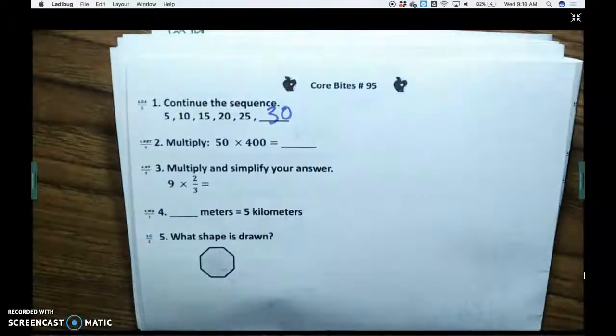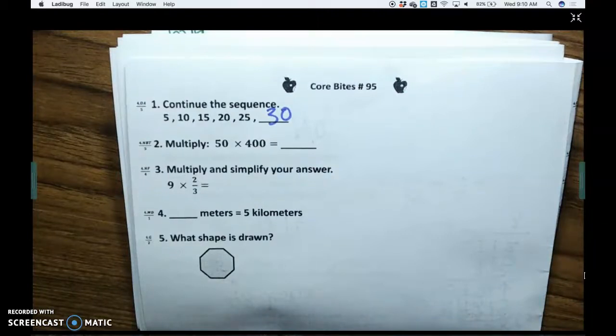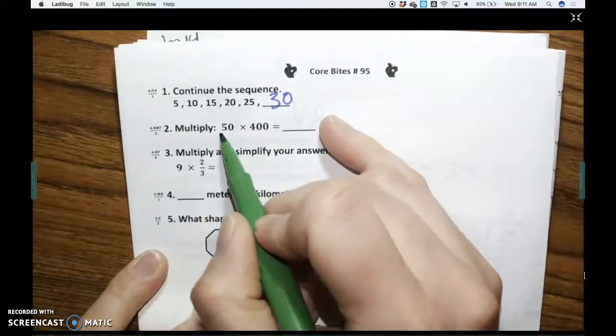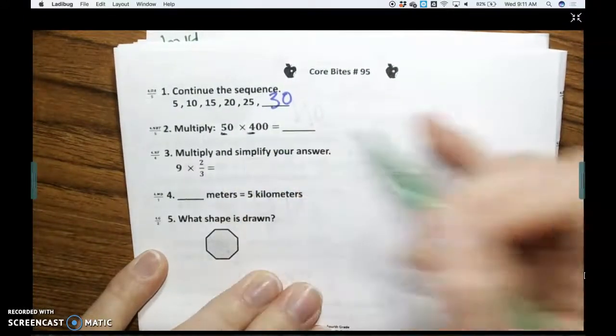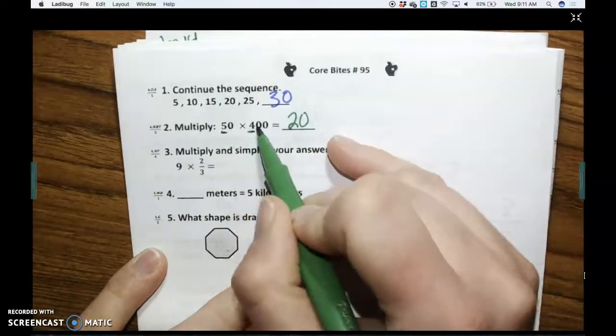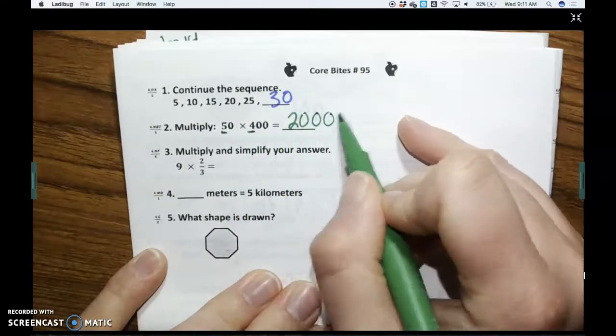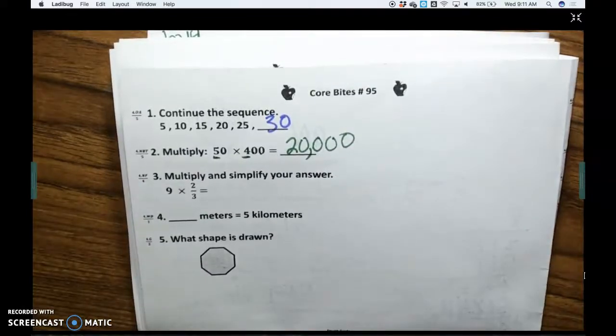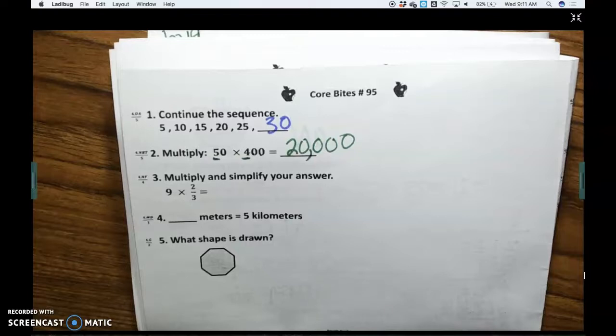For number 2, you're going to multiply 50 times 400. And I'm going to give y'all a clue, a quick way to do this. Because they both have zeros, you multiply the 5 times the 4. So you would get 20. And then you add 1, 2, 3 zeros. So your answer would be 20,000. So that's a quick way to do that without having to do the whole 3-digit times 2-digit.